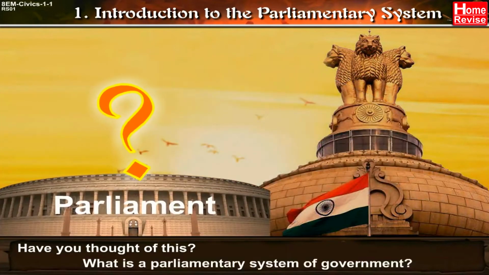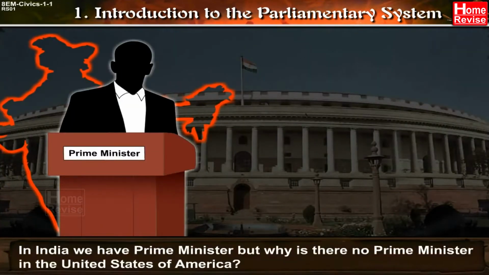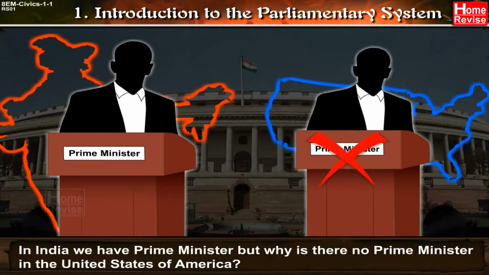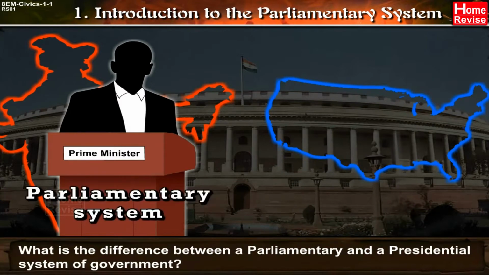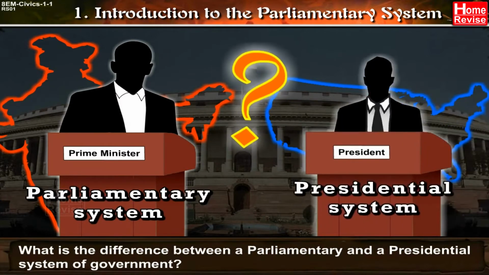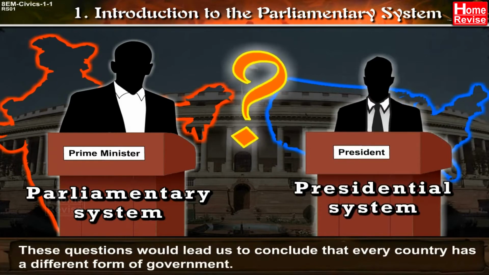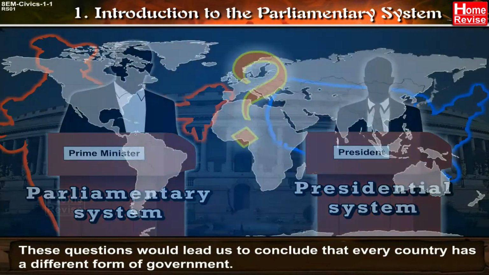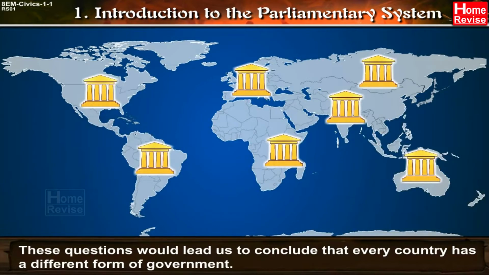What is a parliamentary system of government? In India, we have a Prime Minister. But why is there no Prime Minister in the United States of America? What is the difference between a parliamentary and a presidential system of government? These questions would lead us to conclude that every country has a different form of government.